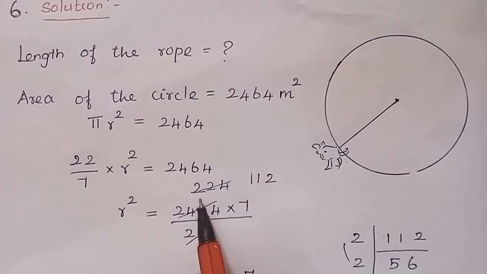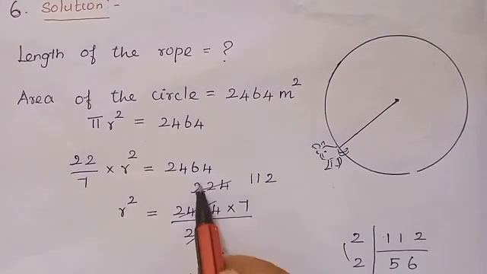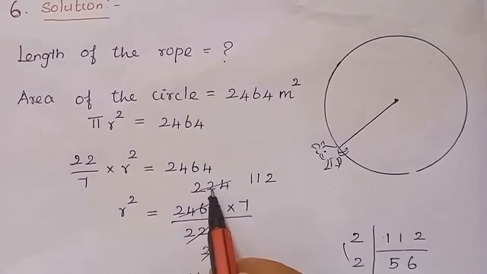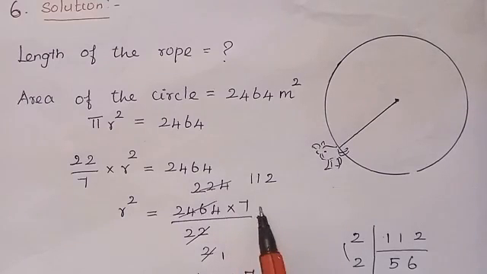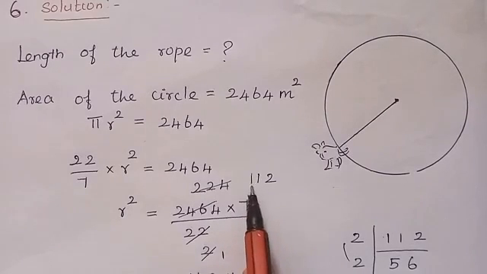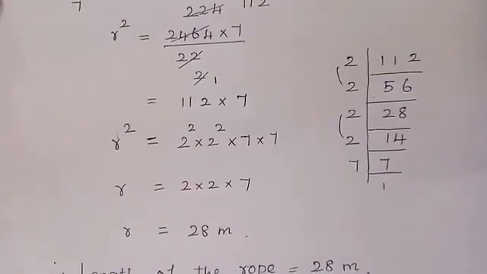So when we cancel 22 by 11, that is 2 times. 2464 by 11, we get 224. Again we can cancel this 2 and 224. 1 2 is 2. Again 1 2 is 2. Here 2 2s are 4. So when we cancel these numbers, what we get? 112 multiplied by 7. Then multiply the two numbers.